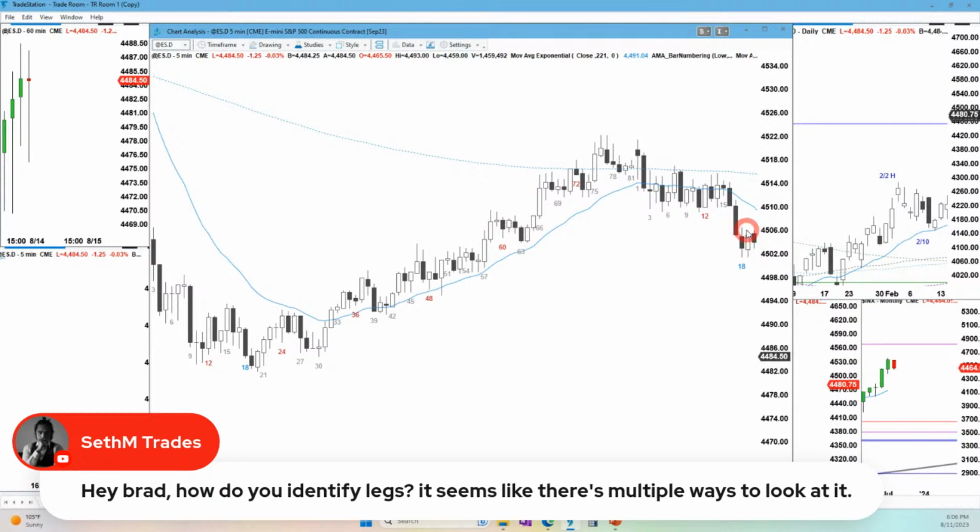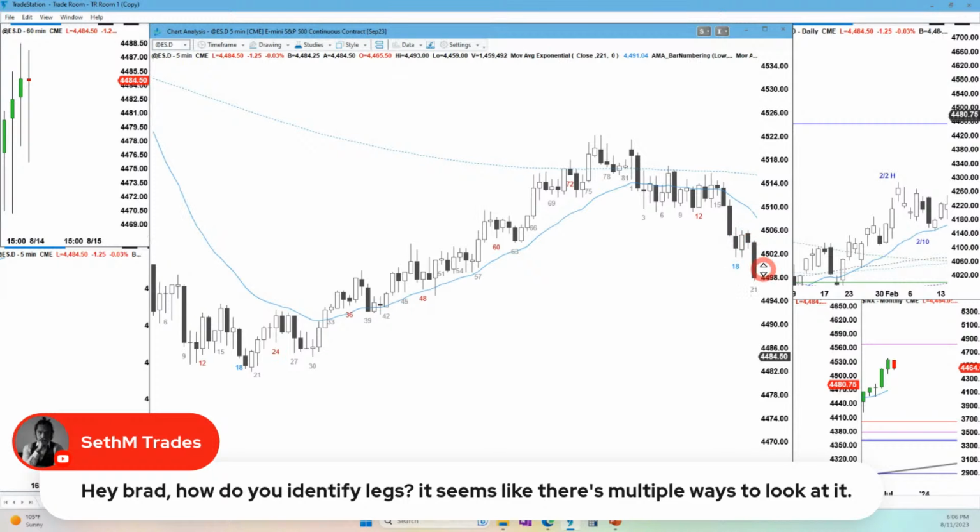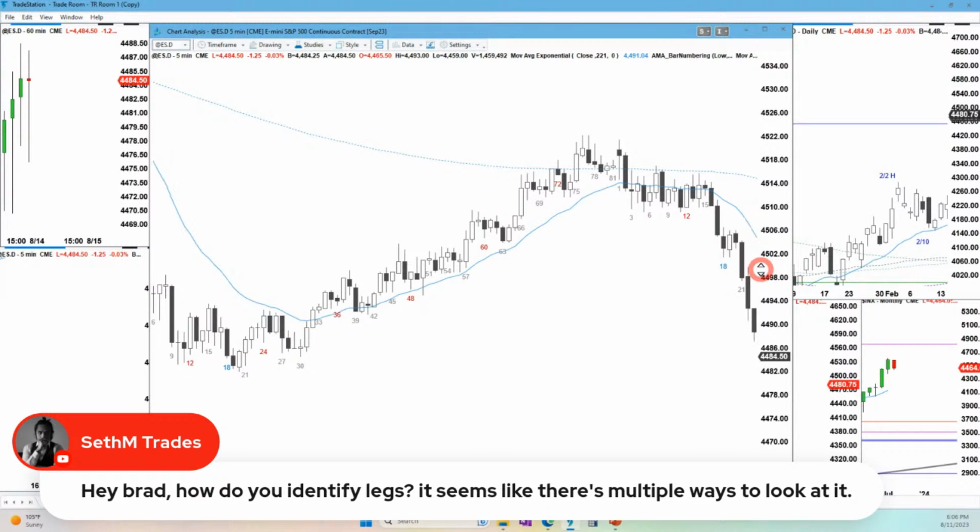You could argue this is kind of a little bit implied. This is a pullback on a lower time frame, but it did not trigger on this time frame. So some traders will say this whole thing is leg one, and that's fine. I like to view it as, hey, that's a strong breakout. This is a pause, and that's a strong bear breakout. And you can argue that this breakout reset the count.